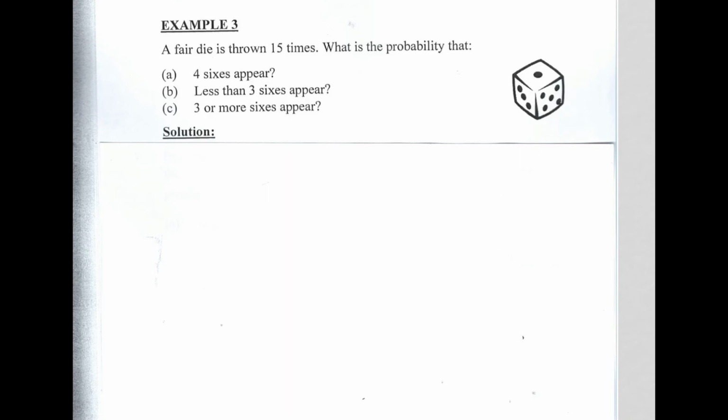All right, example 3. I'm going to go through these examples a little bit quicker, but obviously you can pause and go back if you need to hear something again. A fair die is thrown 15 times. A fair die means that the probabilities of those numbers appearing are equal to each other. On a die there are 6 numbers, so each number has a 1 in 6 chance of being thrown.